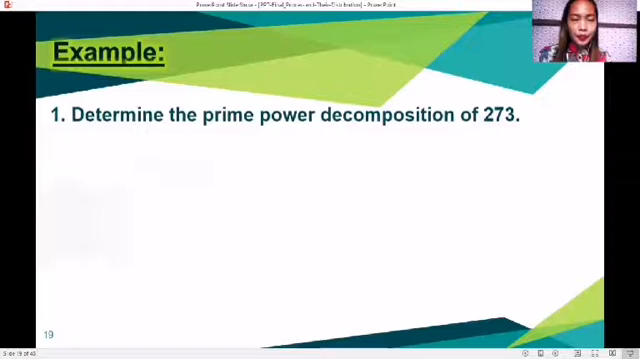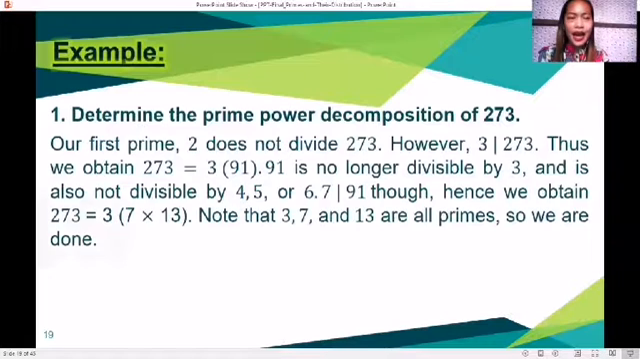Example number 1. Determine the prime power decomposition of 273. Our first prime, 2, does not divide 273. However, 3 divides 273. Thus, we obtain 273 is equal to 3 times 91. 91 is no longer divisible by 3 and is also not divisible by 4, 5, or 6.